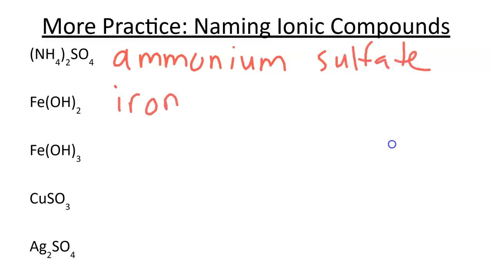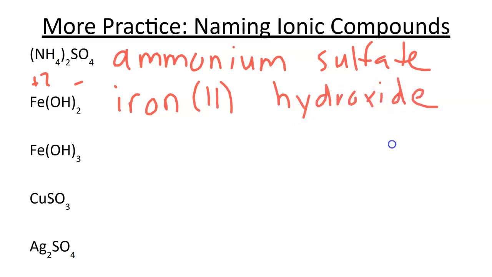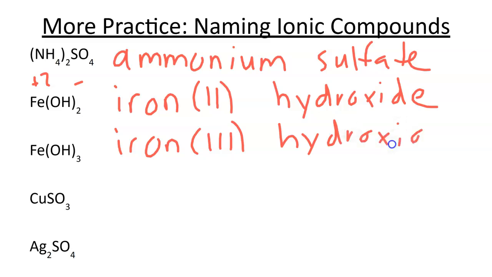Iron. Since iron can take on a +2 or a +3 charge, we got to figure out the charge here. OH is -1, so iron is +2. Iron 2 hydroxide. Iron 3 hydroxide, and this one, iron takes on a different charge. Writing in charges might become beneficial here.